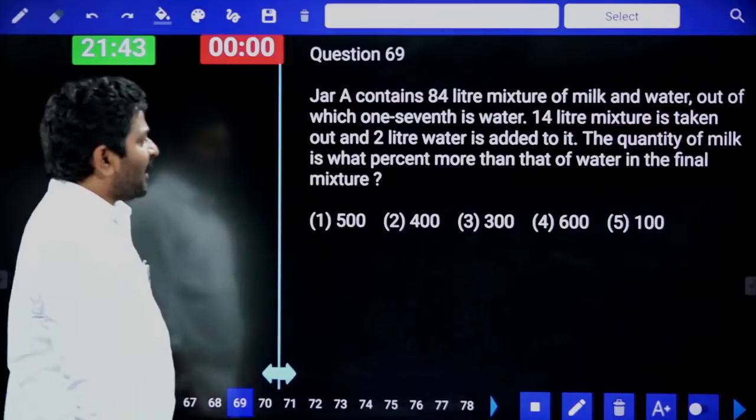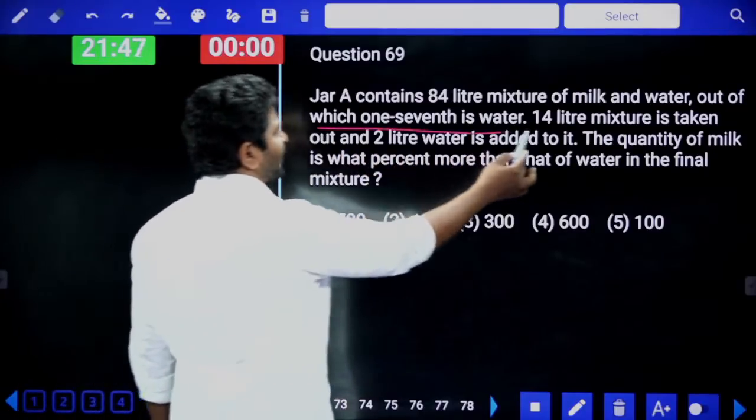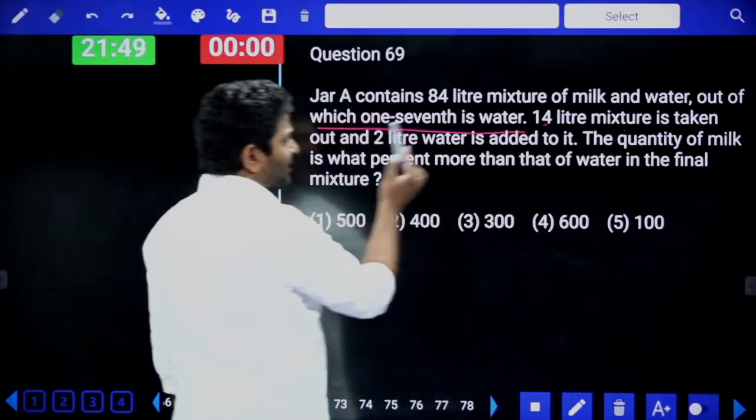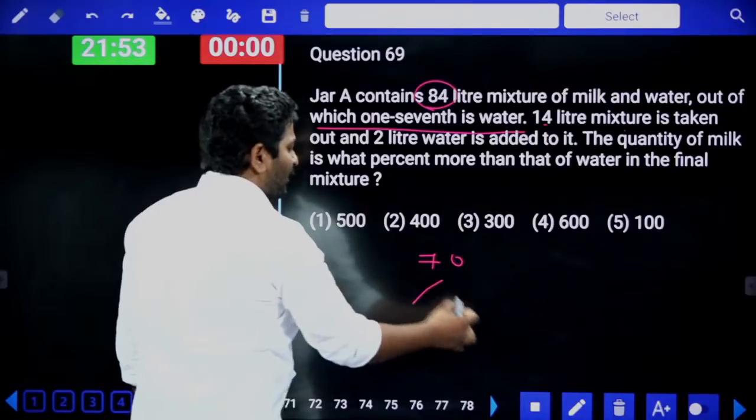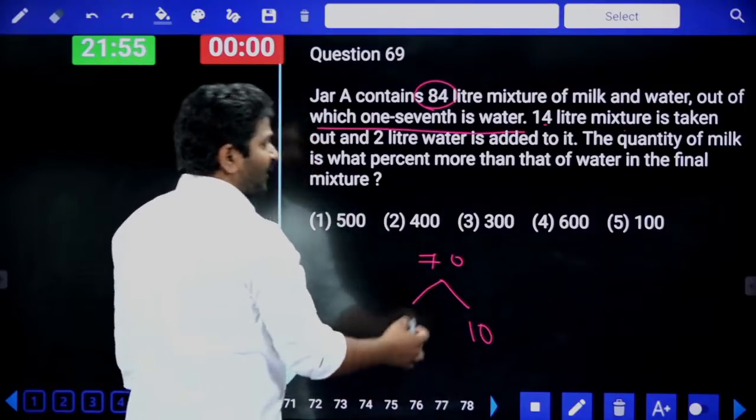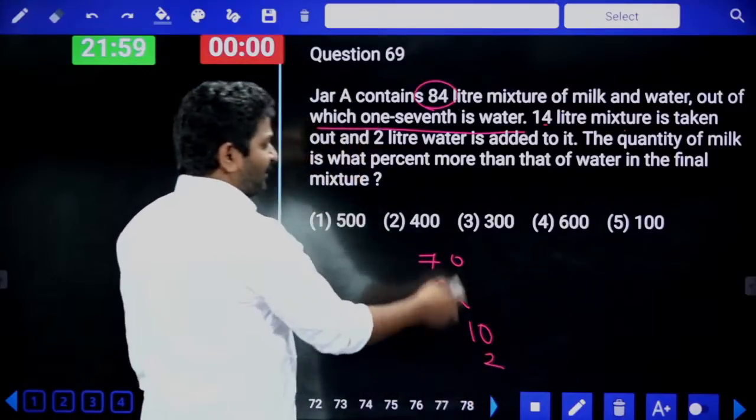Yes. Jar A contains 84 liters of mixture of milk and water, out of which 1/7 is water. 14 liters of this mixture is taken out. So 70 liters we have. Out of 70, water is 1/7, that is 10. Next, 2 liters is added, 1/7, right.